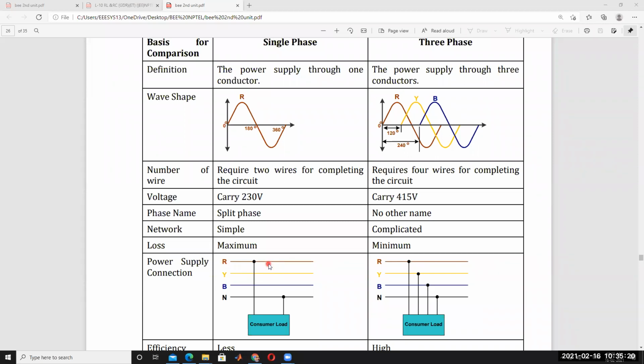Generally, if you observe outside, on the top of the pole, three wires are there. If only three wires are there, that means R phase, Y phase, B phase. If four wires are there, it means one phase is R, one is Y, one is B, and another is called neutral.